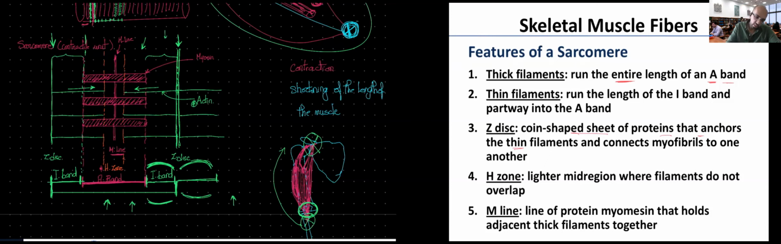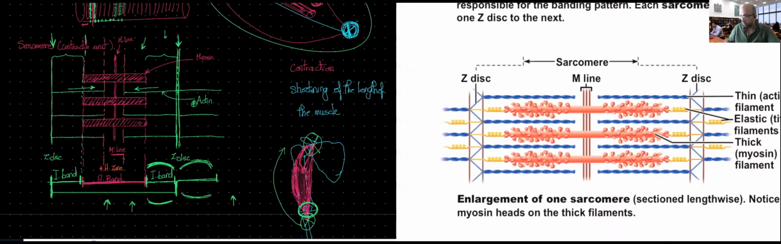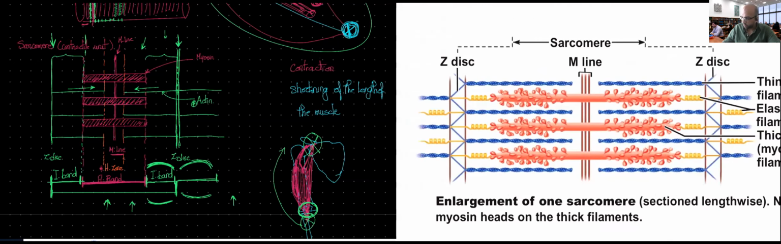The H zone is this central zone where I don't have overlap between the thick filaments and the thin filaments. It consists only of thick filaments. The M line is the line of protein that holds the thick filaments to one another, running at the center of the sarcomere. Look on here, this is my M line attaching the thick filaments to one another.